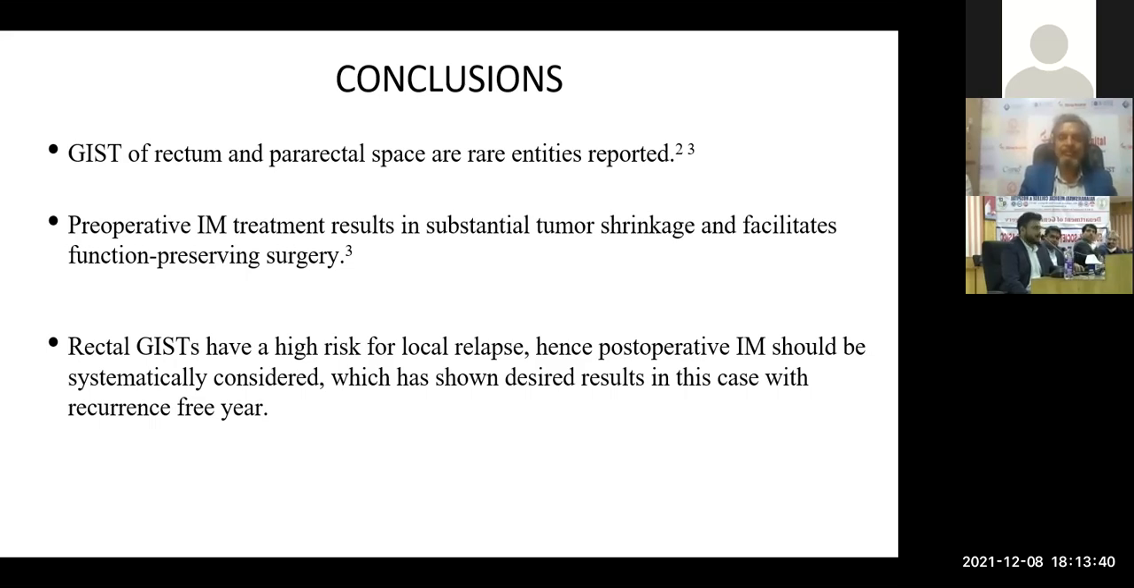Since it was R0 and R1 grade, we couldn't do a function preserving surgery. And since size was 10 centimeter and the mitotic index noted was more than 5 per high power field, we had to do an APR, sir. Okay. Any other questions? The true cut biopsy was done per rectum? No, sir. Abdominal. Through abdomen. CT guided. Thank you, sir. Thank you, doctor.